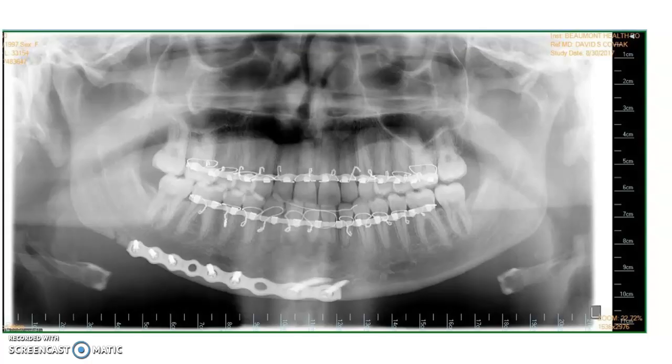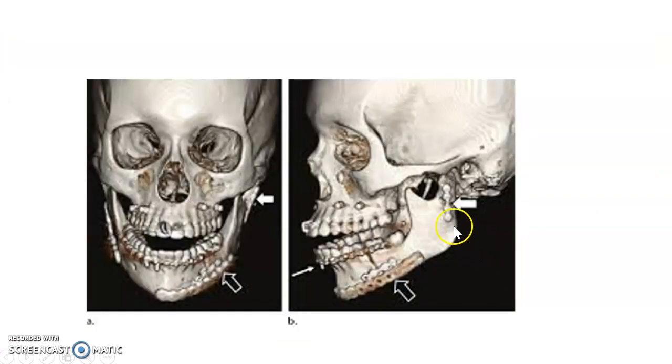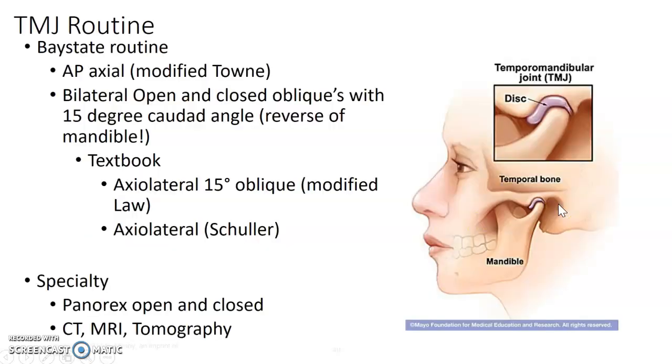This is showing you a potential surgery fixation for a mandible fracture. You can see the bar right here with the screws. And this was a CT reconstruction of that image.